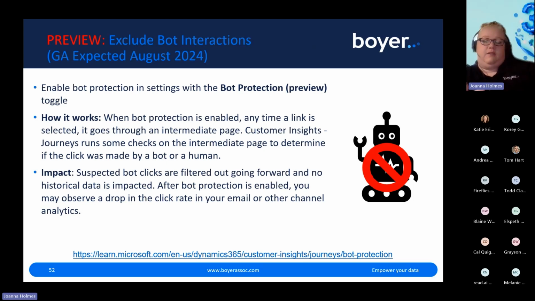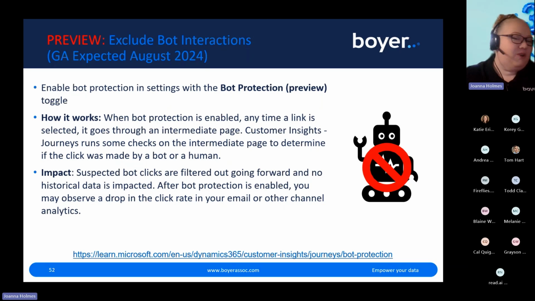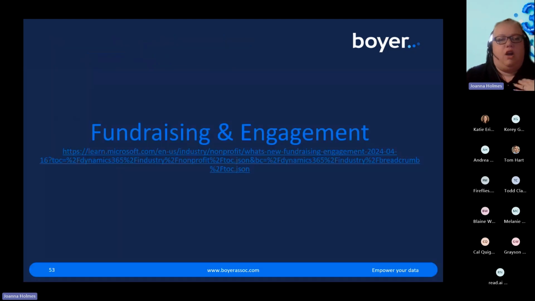So historical data, if bots were clicking on stuff, that's still going to show in my insights for past journeys and emails that I've sent, things along those lines. But any future ones, I might see a drop in my clicks, right? Because we're not counting those bot clicks anymore. But hopefully it's a more accurate picture because I don't want to market to bots. I don't want them to continue on in my journey. So again, you may see a drop in that click rate in your emails or other channels that you're using. But again, it's because we are going to start filtering out those bot interactions. So I think that one's really exciting. It's in preview now, again, but coming soon in August.